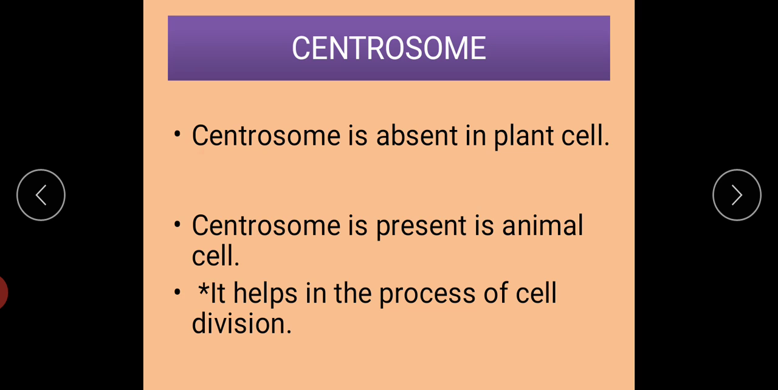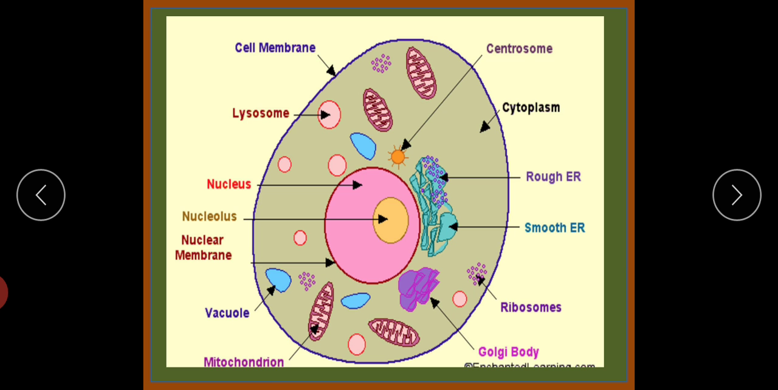Centrosome. This centrosome is a structure absent in plant cells, whereas the centrosome is present in animal cells. It helps in the process of cell division. This is a centrosome, right? This orange colored structure is a centrosome. It helps in dividing the cell.